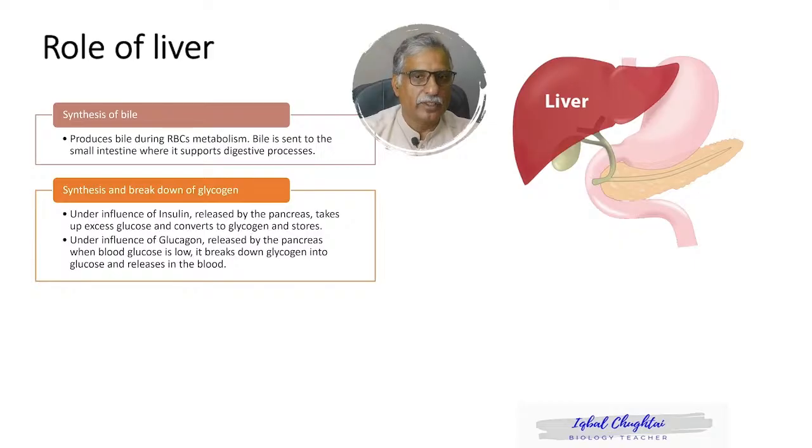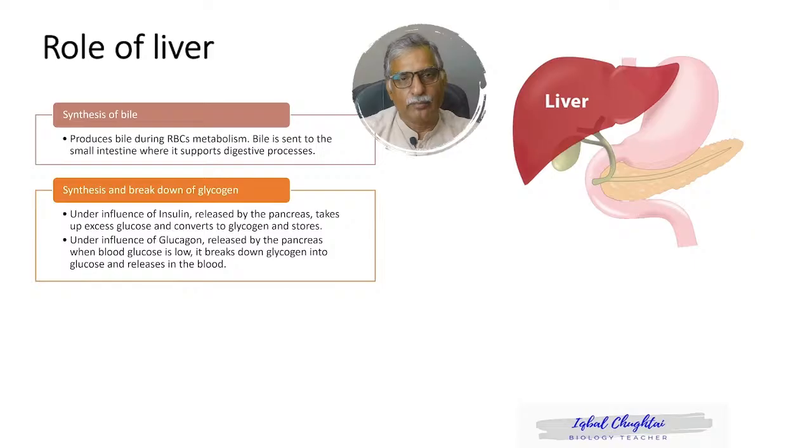When blood glucose concentration is high, more than the optimum range, the liver takes up the excess glucose, converts it into glycogen and stores it. And when blood glucose concentration drops below normal, the liver hydrolyzes the stored glycogen and releases it into the bloodstream in order to restore the blood glucose concentration and help the body cells to continuously respire.